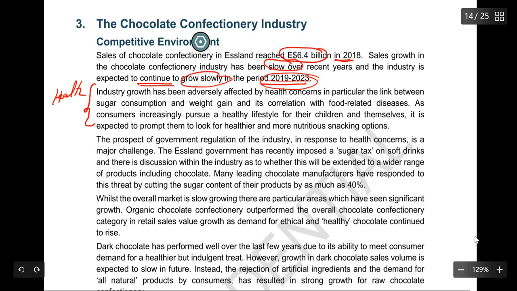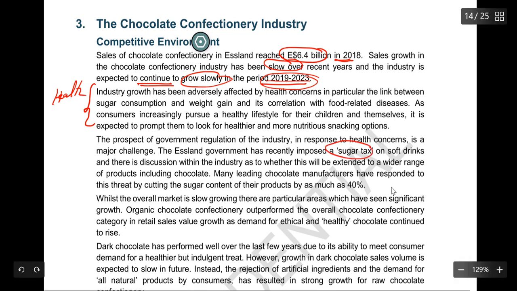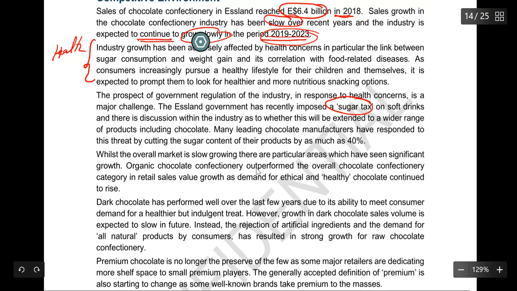The prospect of government regulation in the industry in response to health concerns is a major challenge. The Iceland government has recently imposed a sugar tax. Again, I'll circle this term, sugar tax, on soft drinks, and there is discussion within the industry as to whether it will be extended to a wider range of products, including chocolates. Many leading chocolate manufacturers have responded to this threat by cutting the sugar content of their products by as much as 40%. Whilst the overall market is slow growing, there is a particular area which has seen significant growth.